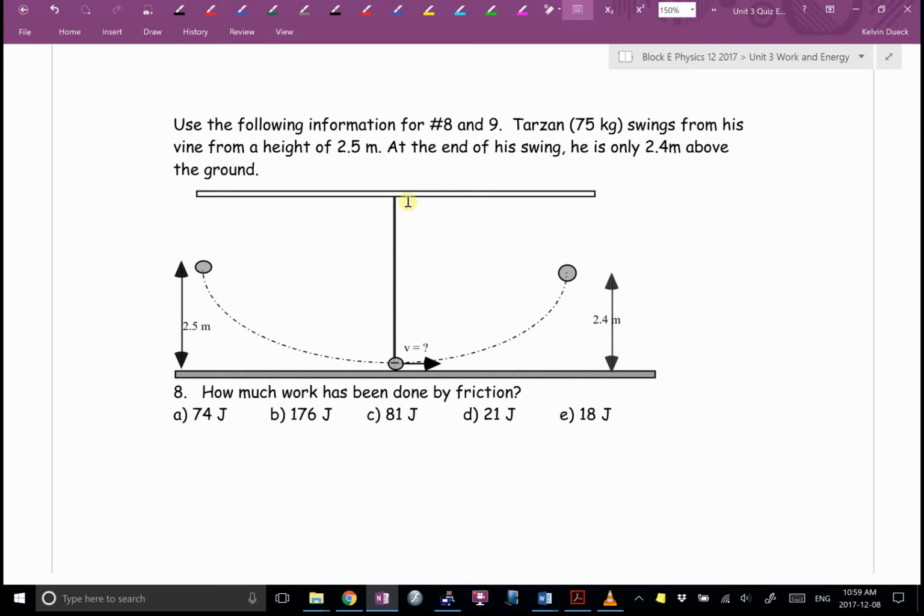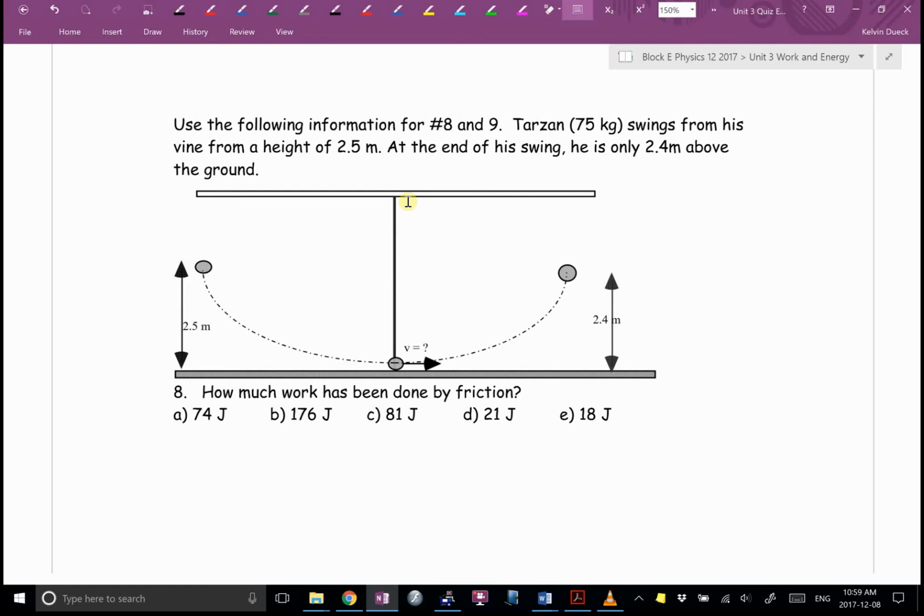Tarzan. He starts out 2.5 meters above the ground. He swings. He ends up 2.4 meters above the ground, which means he's lost some energy. Where'd that energy go? I guess air resistance as he's bumping into air molecules, friction in the rope. We'll lump that all, Emily, into friction. So A asks, how much work has been done by friction?